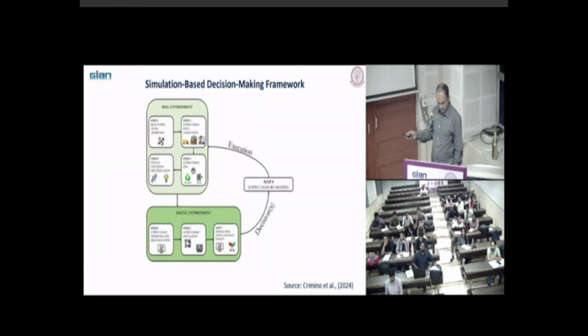Okay, so again, the real environment. This is the digital environment. Step 1, data collection. Real supply chain awareness, data collection, supply chain KPIs, events. It goes to the digital one. Supply chain modeling for digitization, supply chain simulation, and so on. And then this digital environment provides decisions, then you execute to manage your real system.